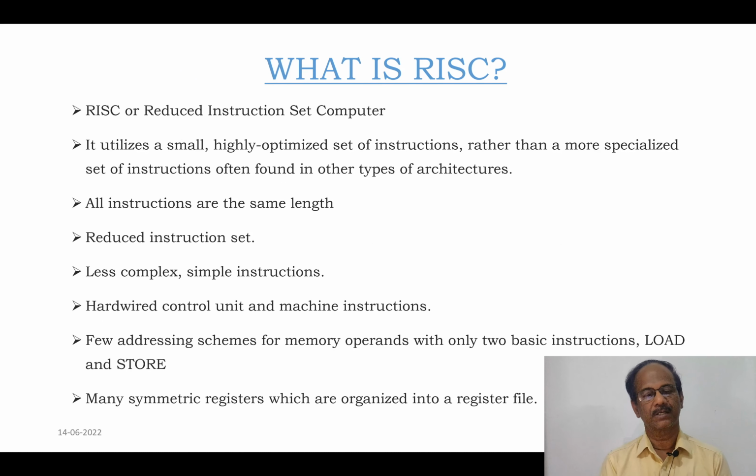Now about RISC, reduced instruction set computing. It uses a small, highly optimized set of instructions rather than the specialized set of instructions often found in other types of architectures. Here, the instructions are of the same length, with a reduced number of instructions, less complex and simple. The control unit is basically a hardware control unit. Instead of a microprogrammed control unit, generally RISC architecture makes use of a hardware control unit.